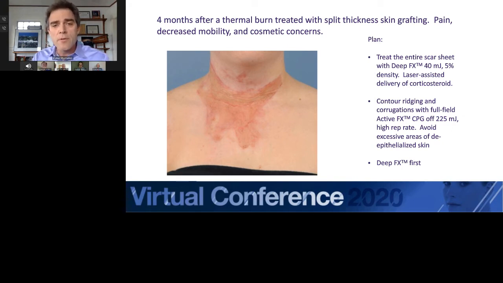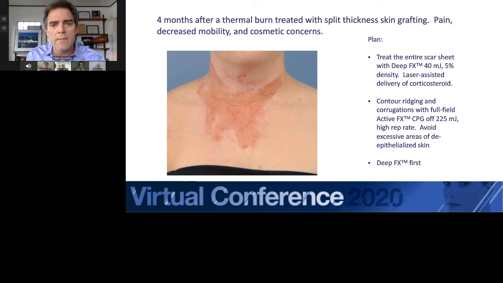Surgical dogma pre-laser would suggest that we should wait a year or more before we start to revise these types of scars. The laser allows us to intervene earlier, before the contractures set in, before disfigurement and disability set in. And as Andrew's going to talk about later, this is particularly important when we have children and are dealing with growth.